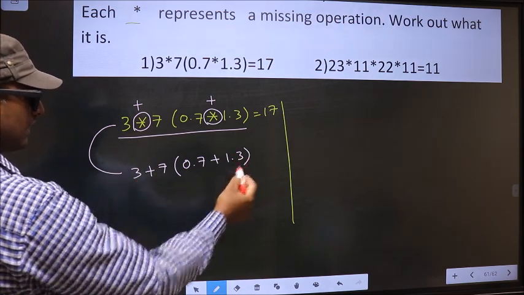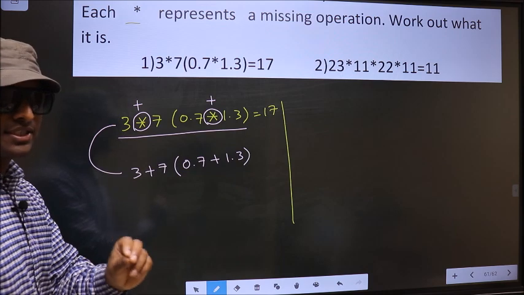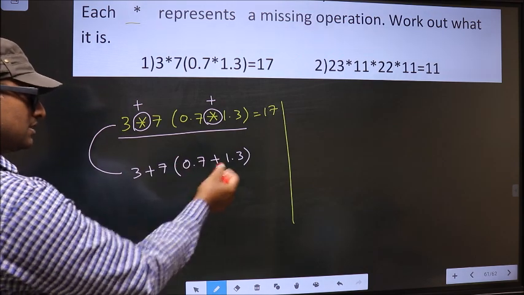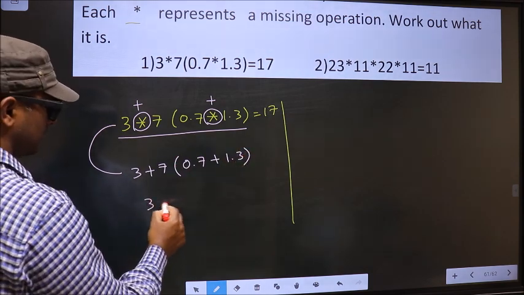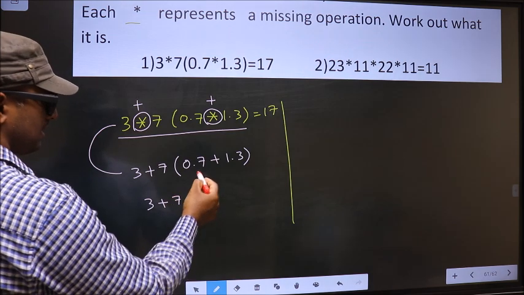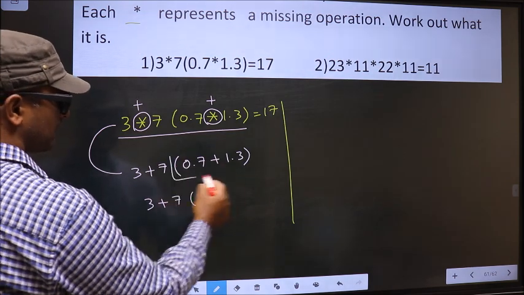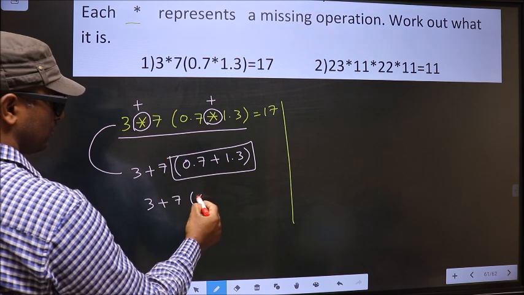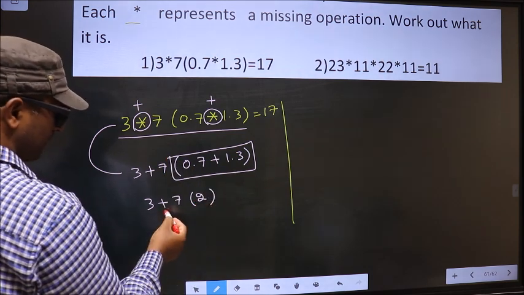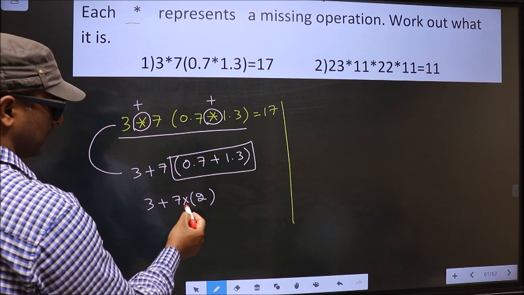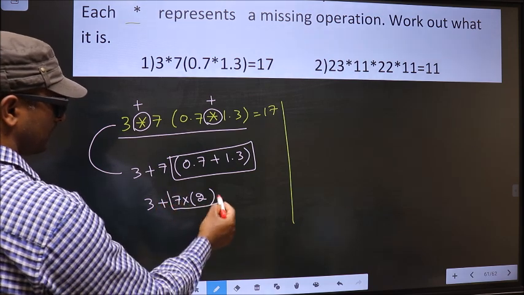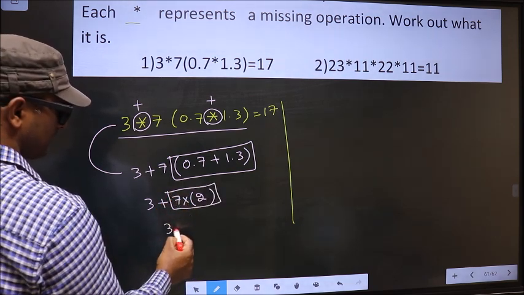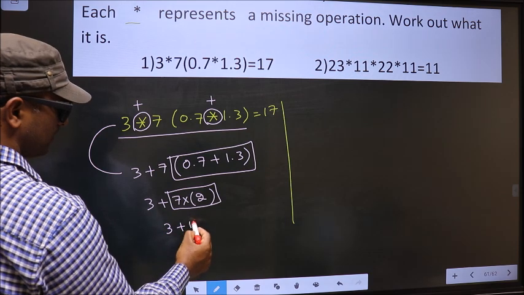Now let us calculate this. First we should calculate the brackets, that is 3 plus 7, 0.7 plus 1.3 is 2. Now plus and here multiplication. As per rule we should do multiplication first. So we get 3 plus 7 into 2, 14.